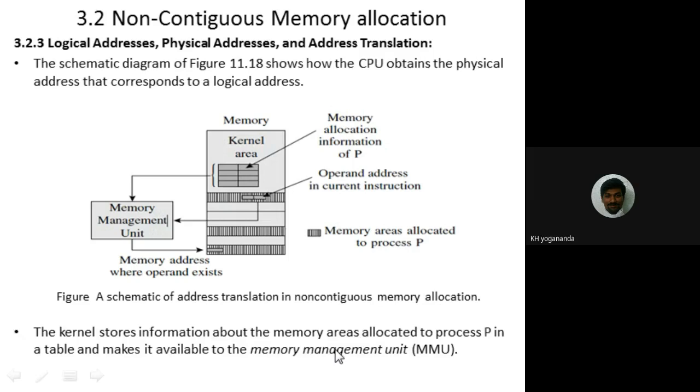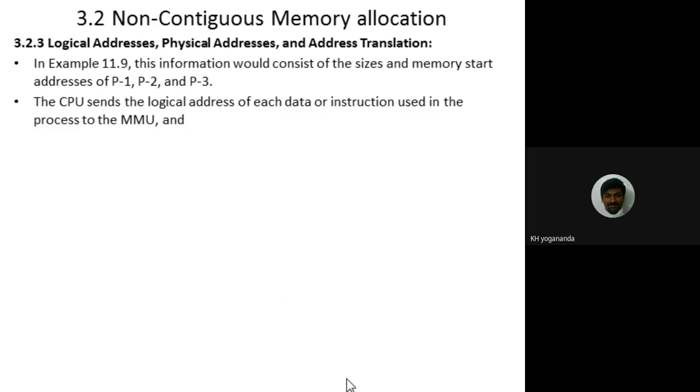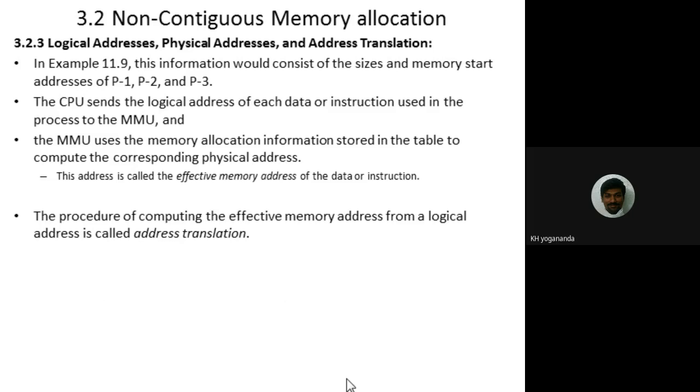This schematic diagram shows how the CPU obtains the physical address that corresponds to a logical address. The kernel stores information about the memory areas allocated to process P in a table and makes it available to the memory management unit, MMU. Then, continuing with the same example, we obtained the sizes and the memory starting addresses of P1, P2 and P3.